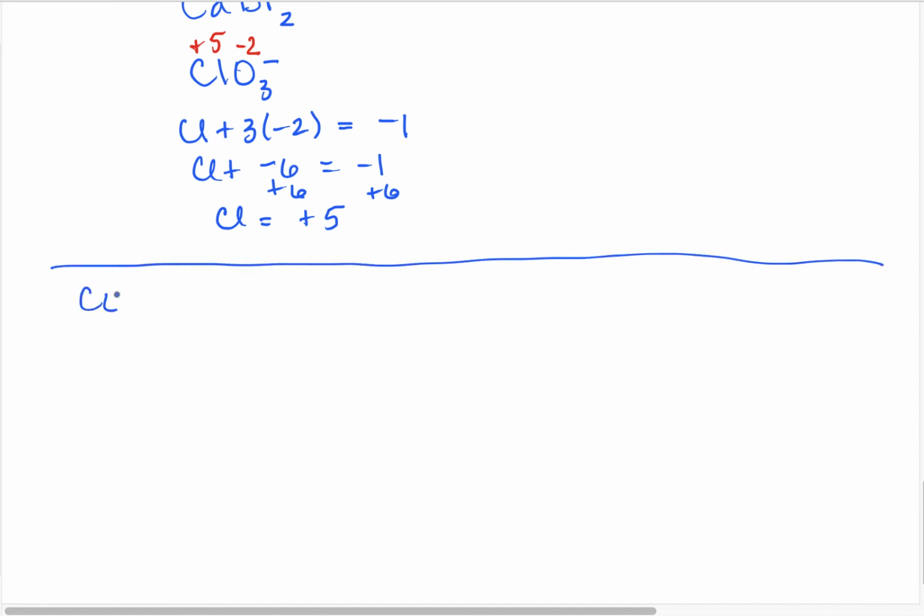So go ahead and try these out. Try out carbon dioxide. Try out the permanganate ion. And try out iron(III) chlorite, Fe(ClO2)3. Okay, so pause the video and give these a try and see how it goes. All right, let's look at it, see how you did.